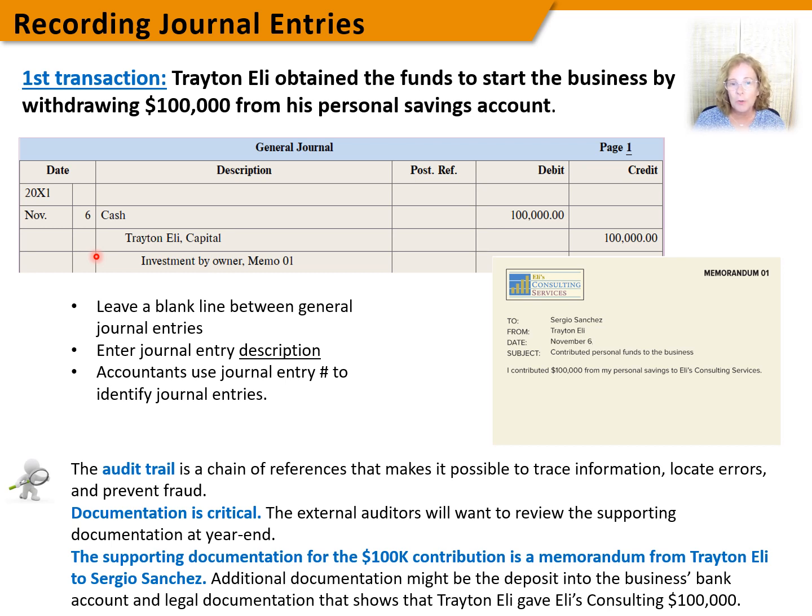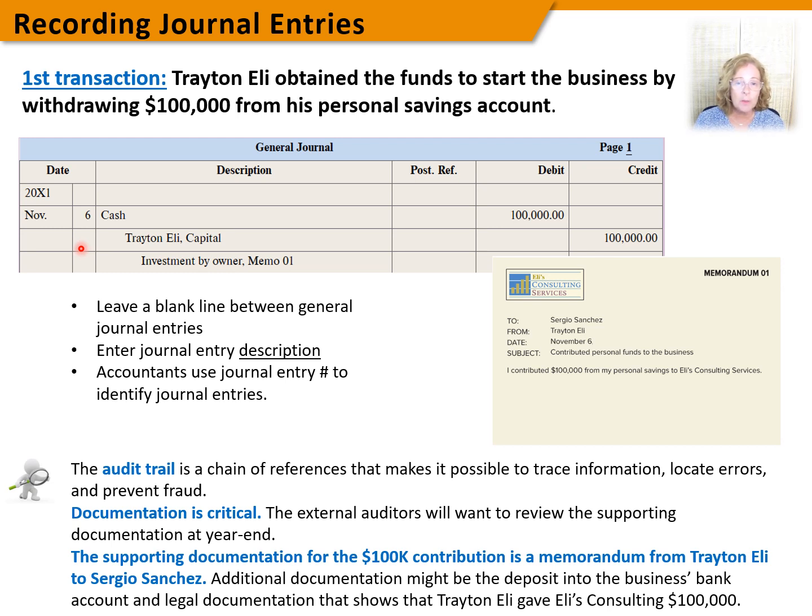What is the audit trail? The audit trail is a chain of references that makes it possible to trace information, locate errors, and prevent fraud. The audit trail provides a means of checking the journal entry against the original data on the documents. Documentation is critical. The external auditors will want to review the supporting documentation at year-end.